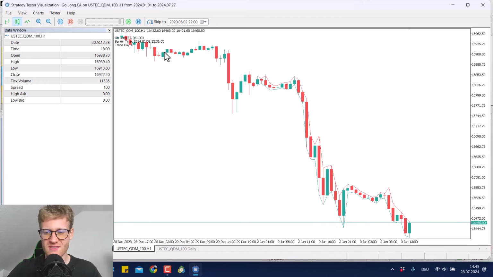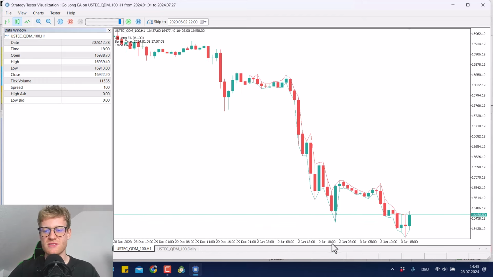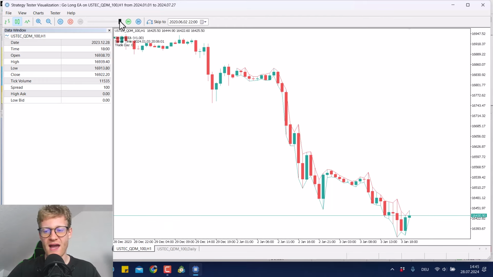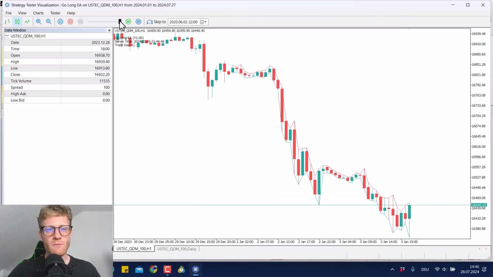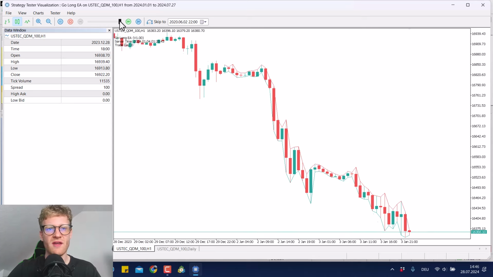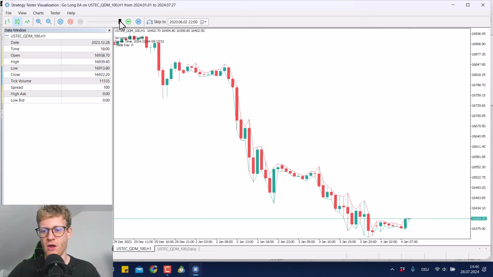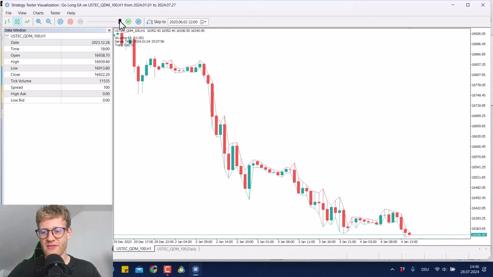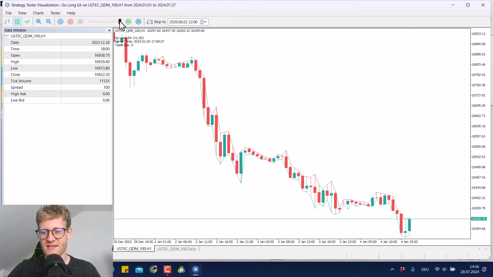So let's fast forward 1 or 2 days to see how this looks if there is a new daily high after 12 p.m. or 12:05, as I have it in the inputs right now, because then we will open a trade. And I think this is what we should see here in the tester very soon.